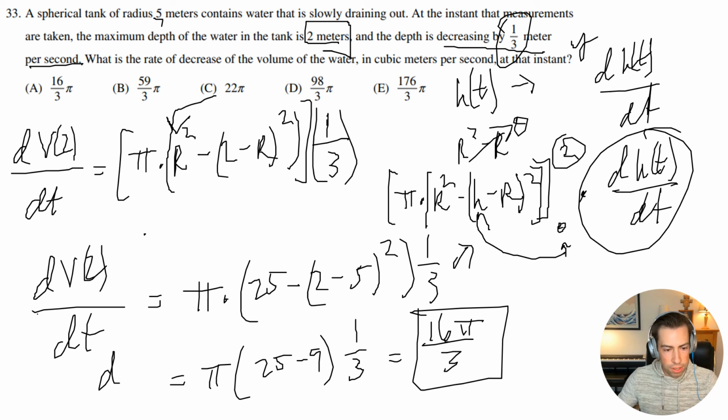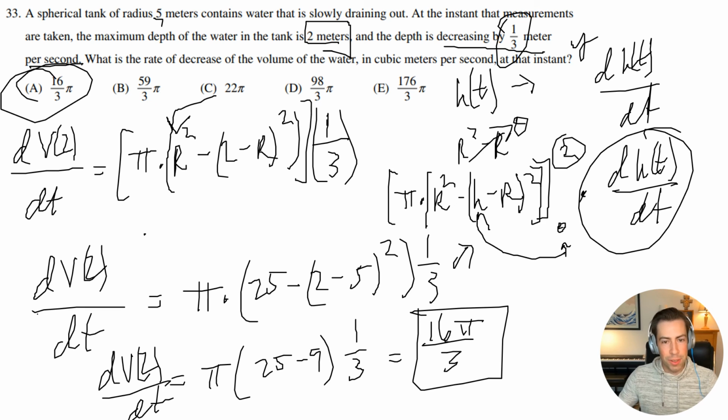And of course, this is the rate of change of the volume whenever the height is equal to 2. So the correct answer is going to be A.